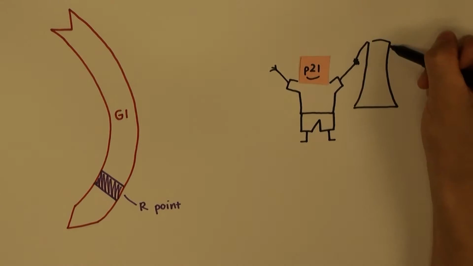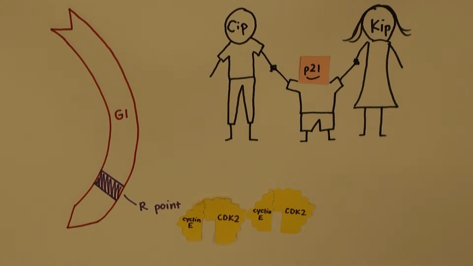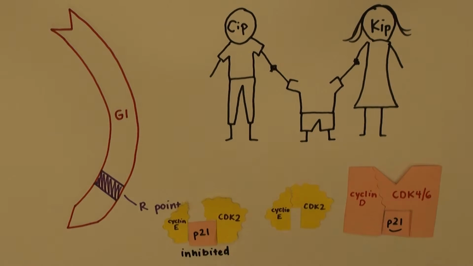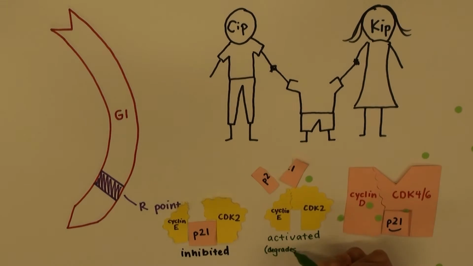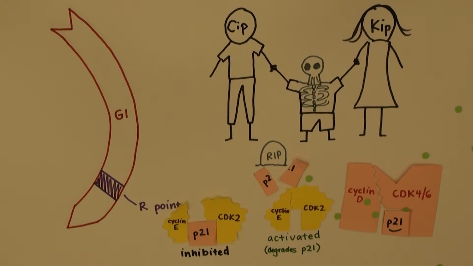Inhibition of Cyclin E CDK2 activity is carried out by a molecule known as P21, which is from the CIP/KIP family of inhibitors. P21 also binds to Cyclin D CDK4/6 complexes, with a higher affinity than for Cyclin E CDK2. However, in this instance, it increases its activity. Free P21 is also degraded by Cyclin E CDK2 activity, which along with the sequestering of P21 by Cyclin D CDK4/6, ultimately leads to increased Cyclin E CDK2 activity and cell cycle progression.